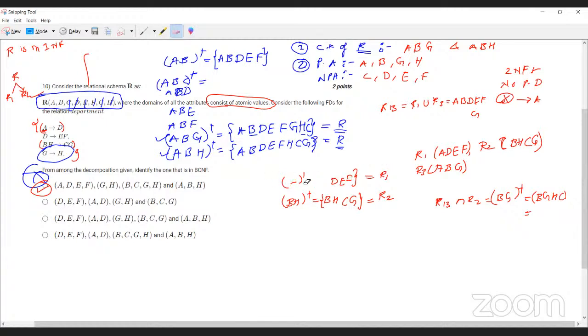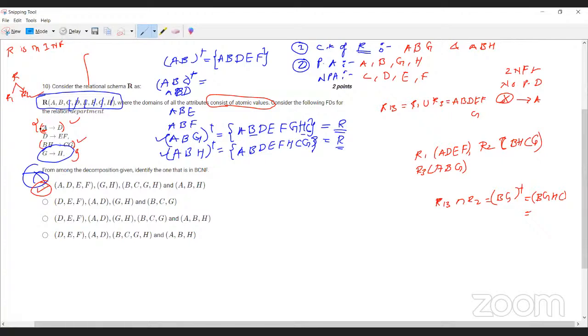Okay. So just one question. In arriving at R1 ADEF, you have used just the AD relation, the functional dependency AD, and from there you have done a closure of A. Is it A plus? No. We need to remove this partial dependency, right? So these two are partial dependencies, right?